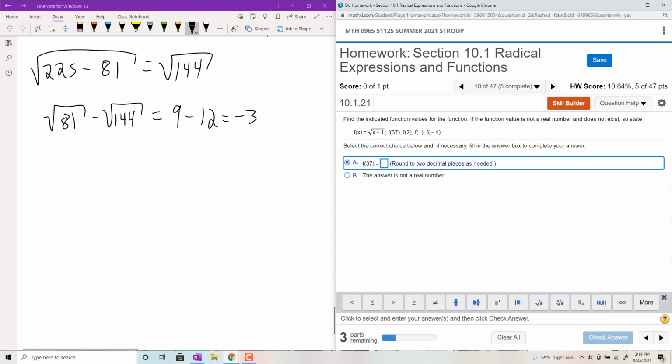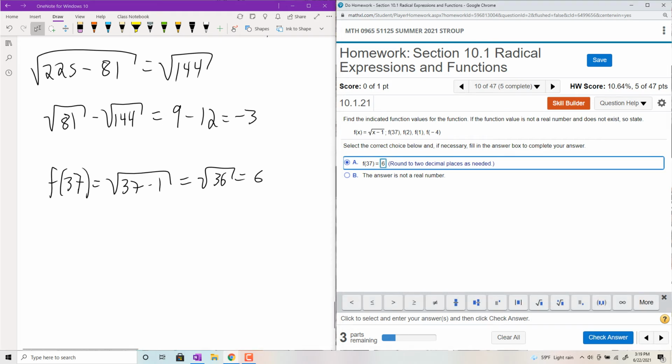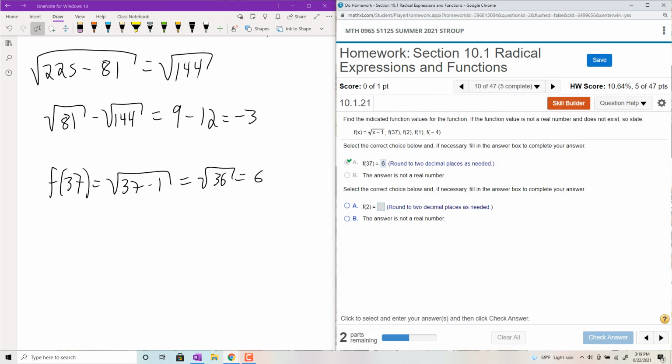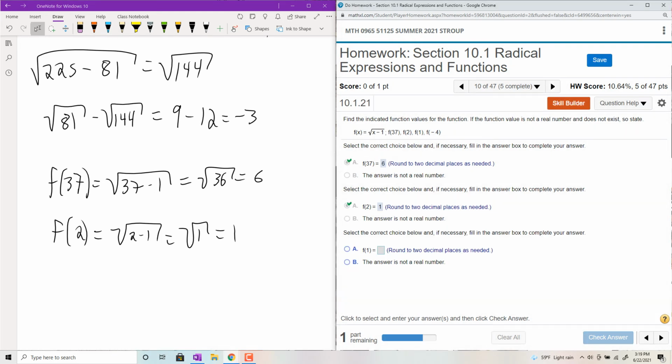So f of 37 equals the square root of 37 minus 1, which is the square root of 36, which is 6. Okay. F of 2 is going to be the square root of 2 minus 1, which is the square root of 1, which is 1. F of 1, 1 minus 1, 0.